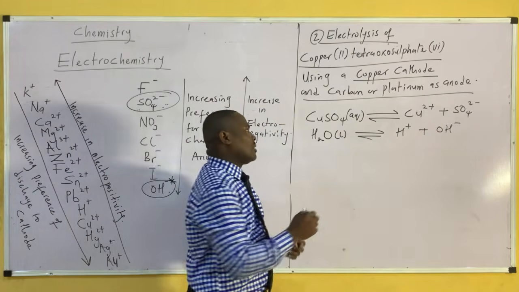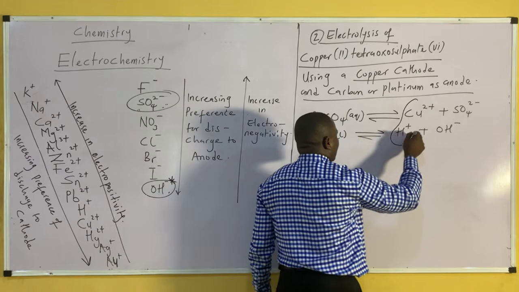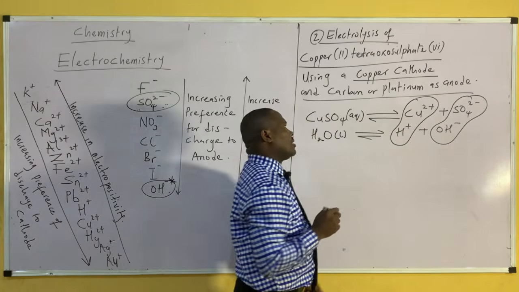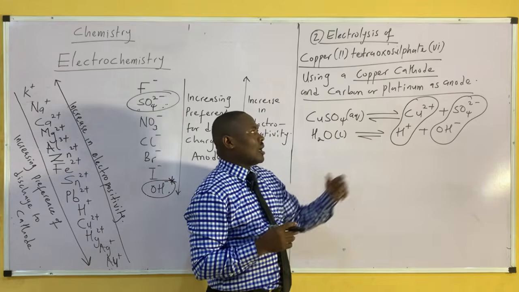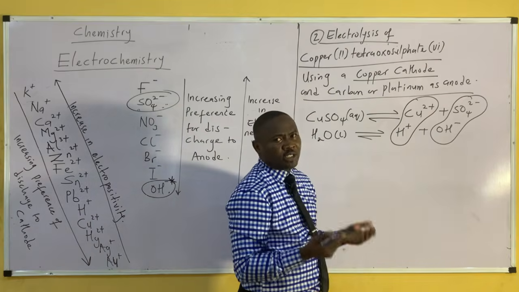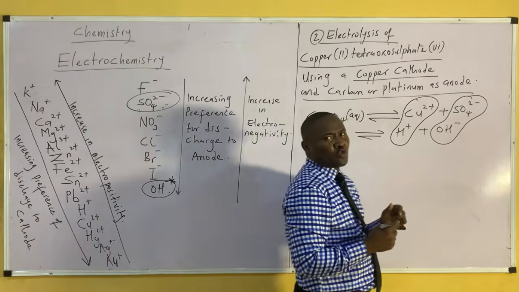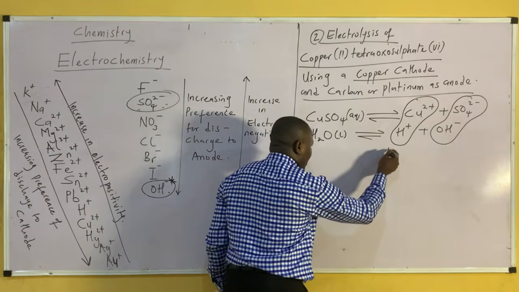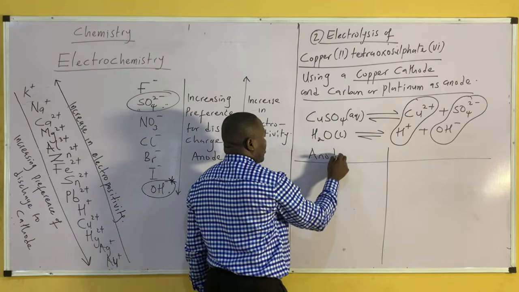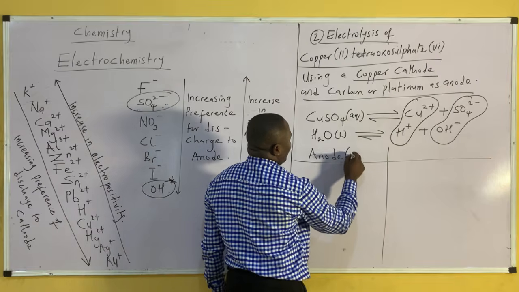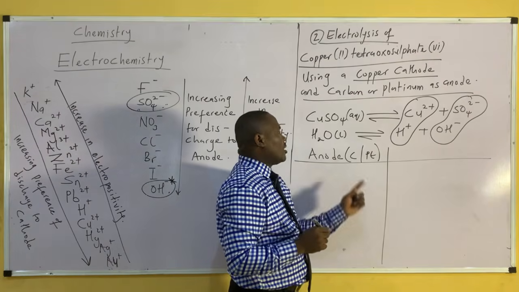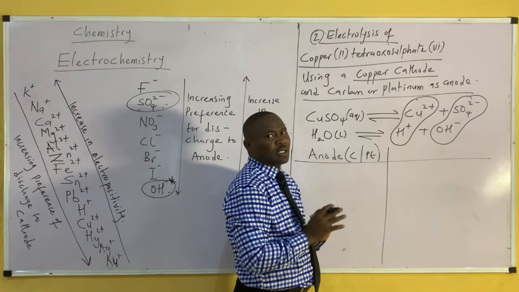Now remember that these are our positive ions, while these are our negative ions. Now the question is, of these two, which one will be preferentially discharged? Let's take it like this. We have the anode. What is our anode? Our anode is carbon or platinum. Any of the two, we obey the same principle because both of them are inert. They do not take part in the reaction.